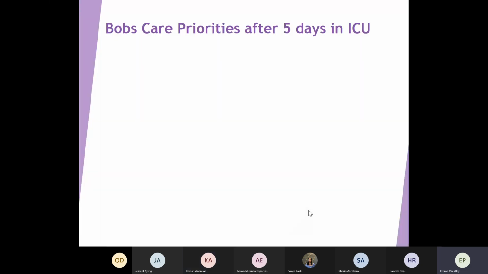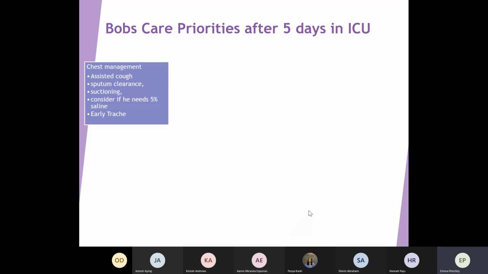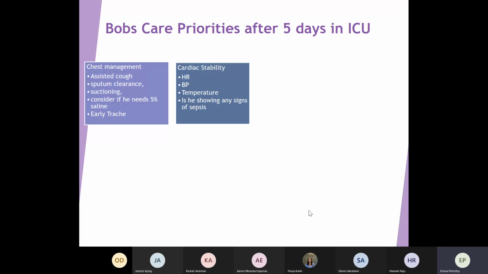Yeah, kind of. So they're really good guys. So our chest management, yes. So our assisted coughing, our sputum clearance, our moving and rolling him, our sitting him up, the early trachy if we're going to need it. We know he's going to need a trachy for a long time. It's going to be a slow wean.